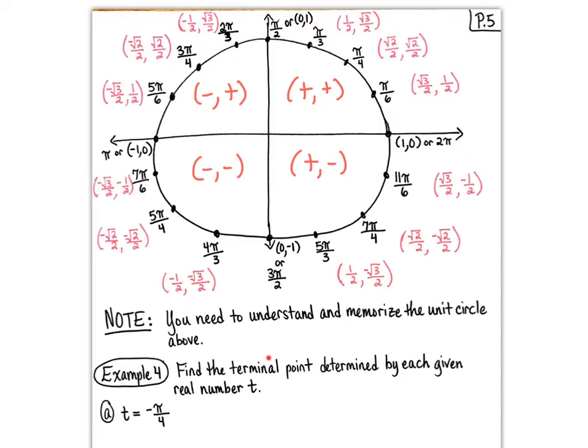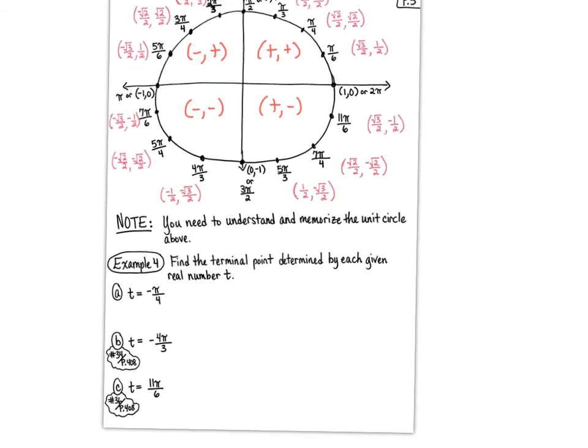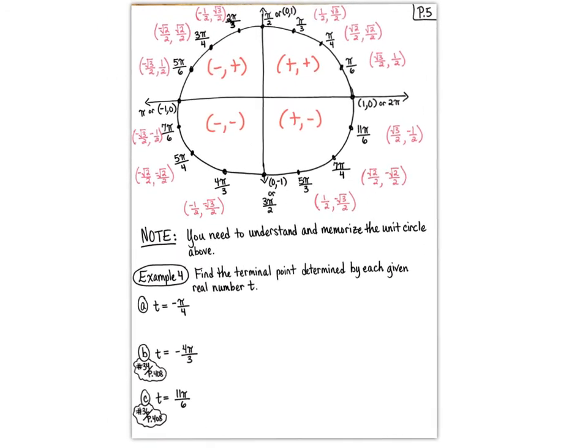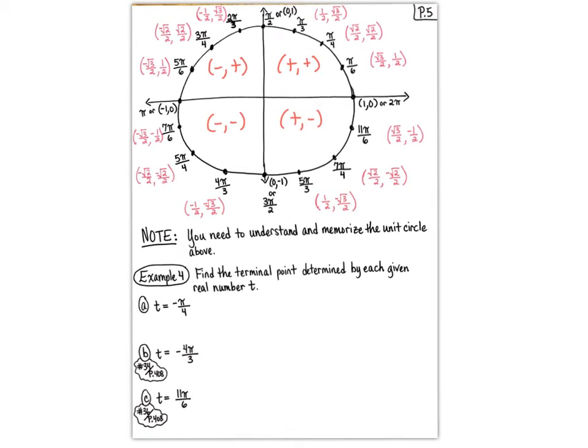Okay? So now what we're going to do, notice that these are your angles. If we go from (1, 0) to here, that means this is pi over 3. This is our terminal point, (1/2, square root 3/2). So now, what we're going to do is use this information to find the following terminal points. Find the terminal point determined by each given real number t.